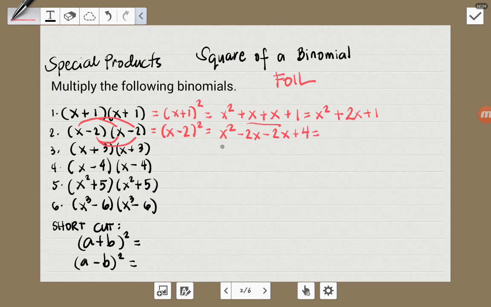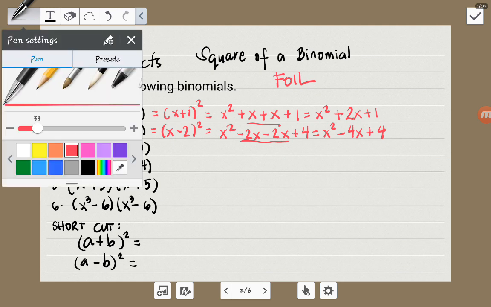Now, let's simplify. X square, combine like terms, negative 2x minus 2x, that's negative 4x. Plus 4. Remember, that's negative 2 minus 2, that's negative 4, copy x. Kaya siya negative 4x. So, tingnan natin yung pattern muna.